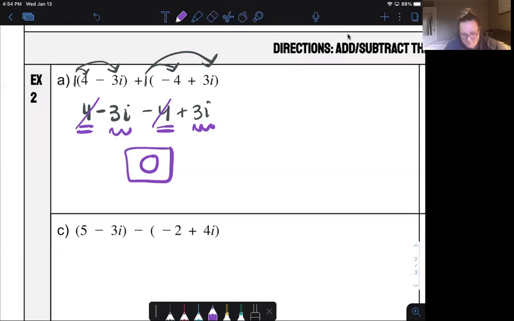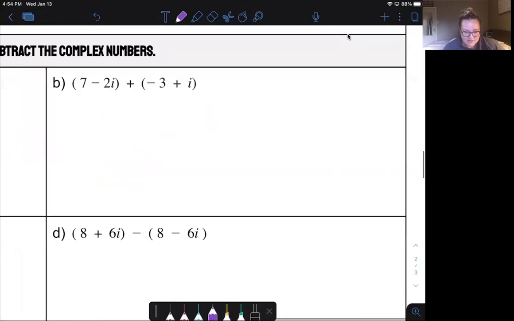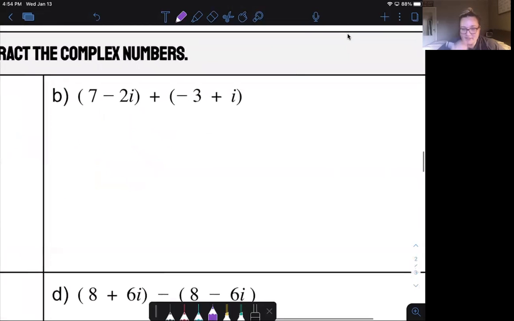That was too easy. Now let's do this one on our own. So 7 minus 2i plus negative 3 plus i. Go ahead and add those together. Remember to combine the like parts. Treat i like a variable, even though it's not. And then press pause and then press play when you're ready to check your work. Give it a shot.